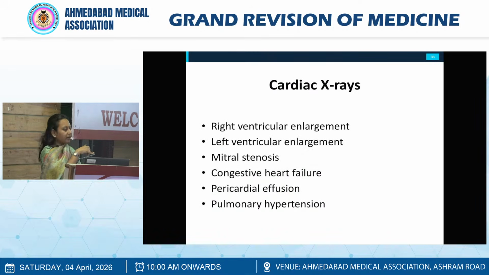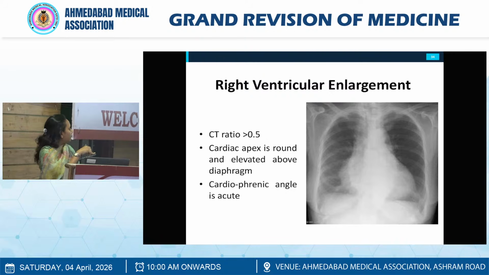So, some cardiac X-rays: if the CT ratio is more than 0.5. In right ventricular enlargement, as the name suggests, the right ventricle is enlarged, okay? So if the right ventricle is enlarged, you see, this is the heart. If the ventricle is enlarged, then the left ventricle would move upwards and outwards, okay? See, upwards and outwards. The cardiac apex will be round and elevated above the diaphragm.